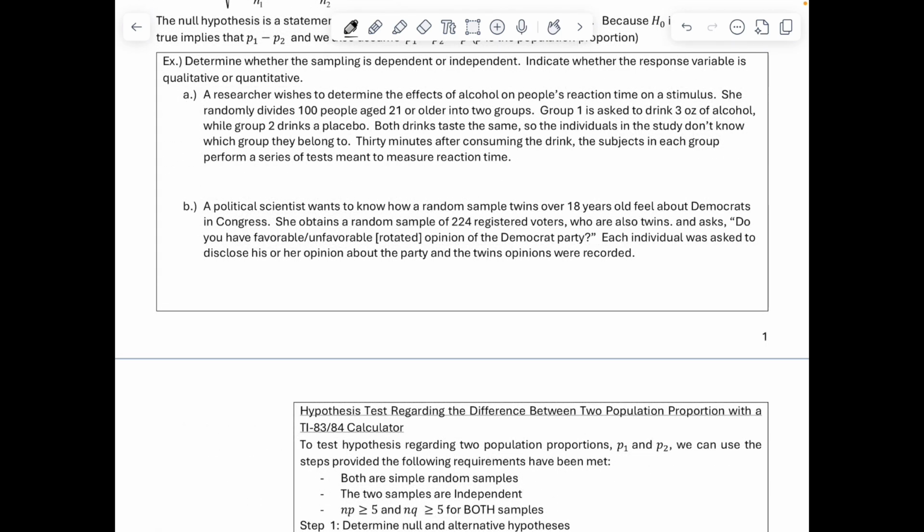The example at the bottom of the page says determine whether the sampling is dependent or independent and indicate whether the response variable is qualitative or quantitative. So part A says a researcher wishes to determine the effects of alcohol on a person's reaction time to a stimulus. She randomly divides 100 people aged 21 years and older into two groups. Group 1 is asked to drink 3 ounces of alcohol, while group 2 is asked to drink a placebo. Both drinks taste the same, and the individuals in the study do not know which group they belong to. 30 minutes after consuming the drink, the subjects in each group perform a series of tests meant to measure reaction time.